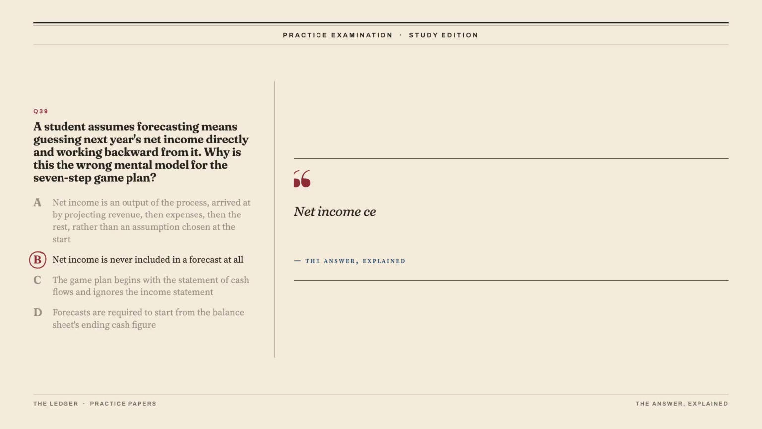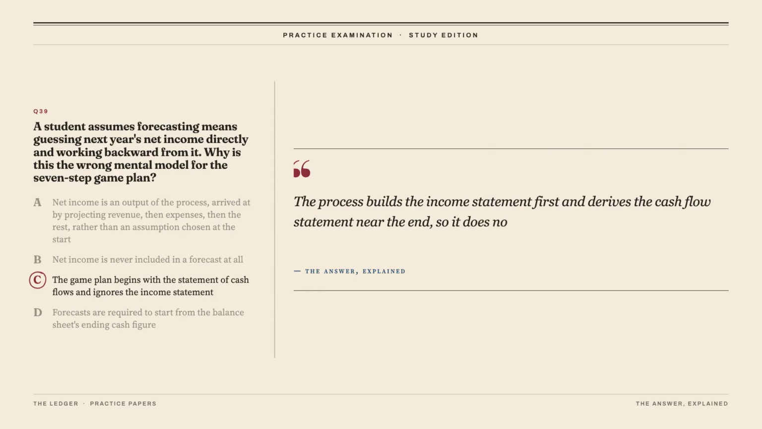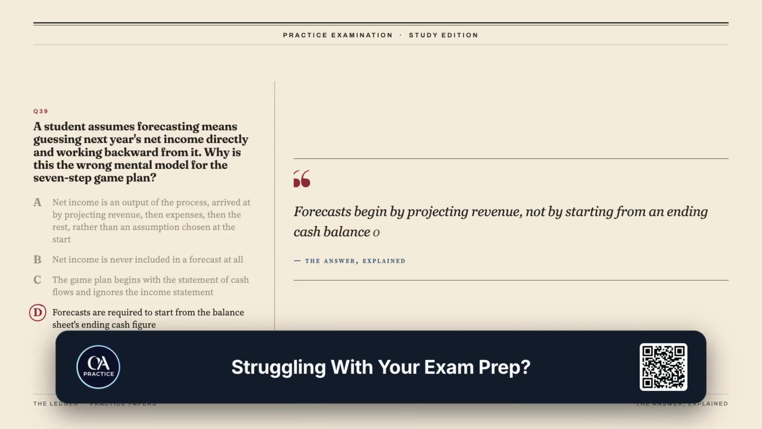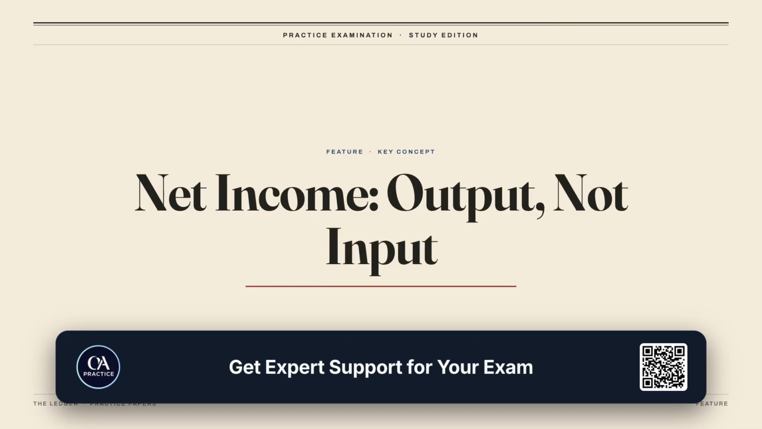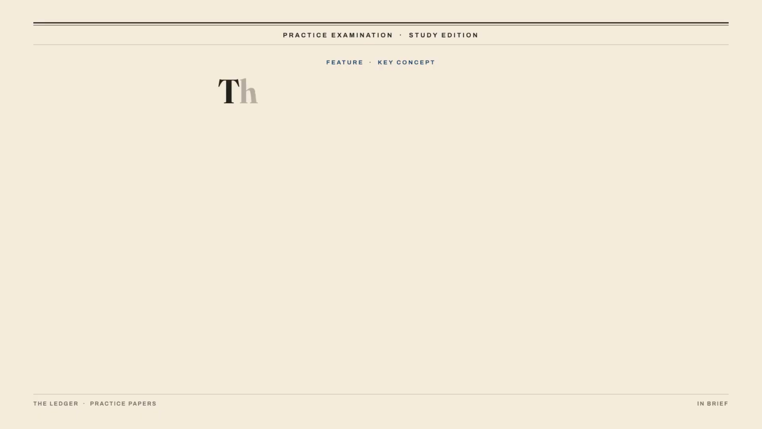B is wrong because net income certainly appears in a forecast. The point is that it is derived rather than assumed at the outset. C is wrong because the process builds the income statement first and derives the cash flow statement near the end. So it does not begin with cash flows or ignore the income statement. D is wrong because forecasts begin by projecting revenue, not by starting from an ending cash balance on the balance sheet. A common mistake treats forecasting as guessing next year's profit and then working backward to justify it. That picture is intuitive and completely wrong.